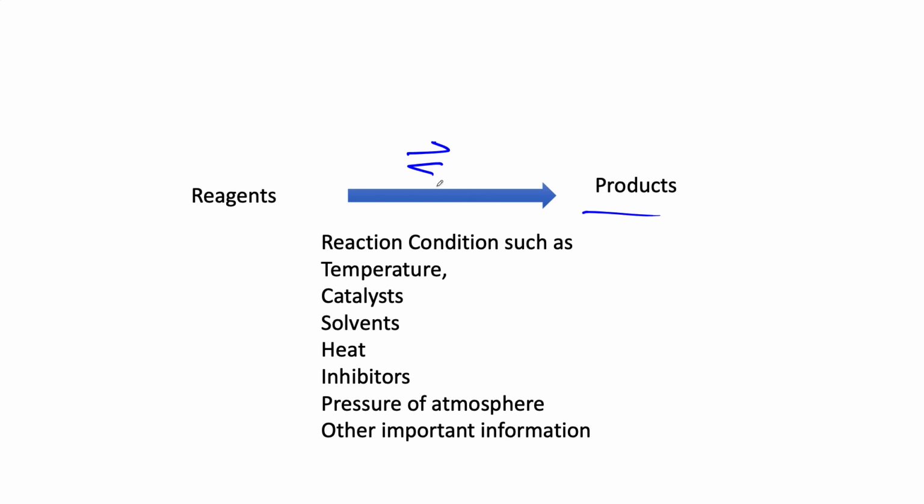Underneath, above or below the arrow, you're going to have reaction conditions that tell you what's going on. It may be solvents that the reagents are in, if it's not water, catalysts, we add temperature. Sometimes we see the heat up here. Inhibitors, pressure of the atmosphere, because pressure can affect reactions, and any other important information that we may know to help us do this reaction. So this is what we have as an equation, and sometimes they're not balanced.